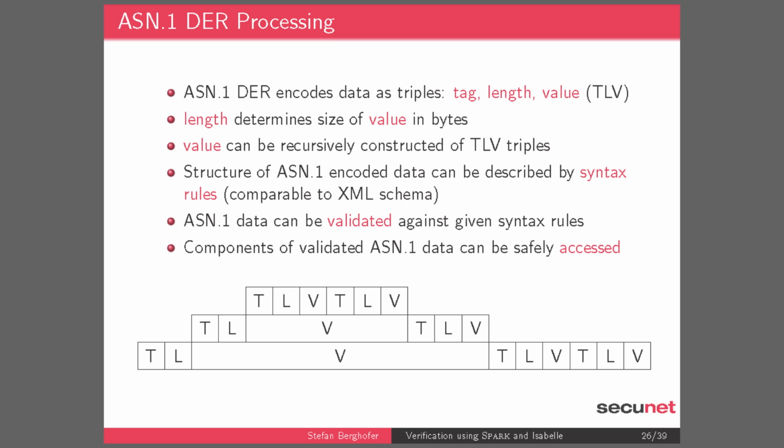Like in this example, say a very large value that contains 2 TLV triples again, and then this value again consists of 2 TLV triples. Comparable to an XML document, the structure of ASN1 encoded data can be described by syntax rules. And then you can validate some given ASN1 data against such rules. If you download some certificate from somewhere, you have an abstract description of how a valid certificate should look, and you can just validate it against these rules.